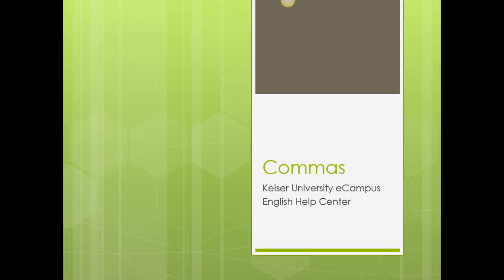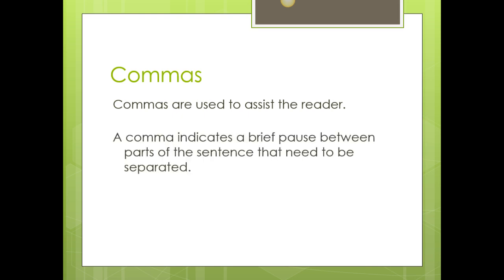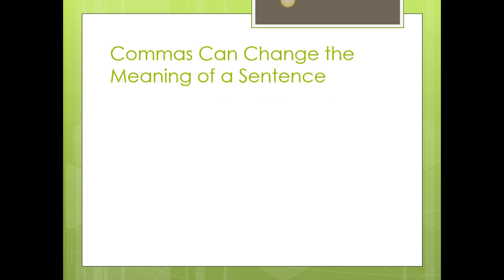This video provides a brief review of comma usage. Commas are used to assist the reader. A comma indicates a brief pause between parts of the sentence that need to be separated. So commas can change the meaning of a sentence, so it is important to learn how to use them correctly.